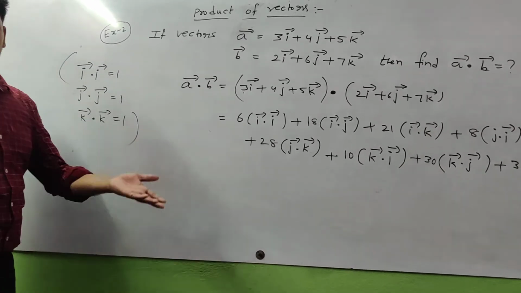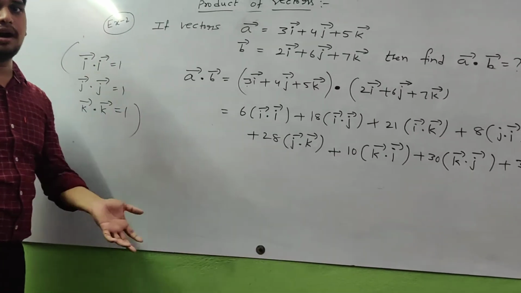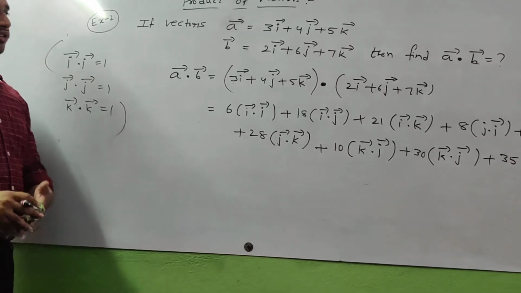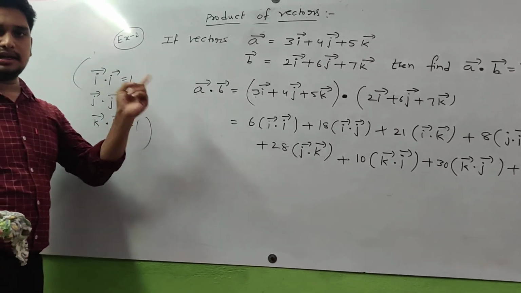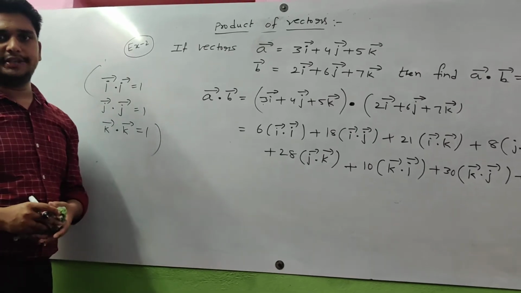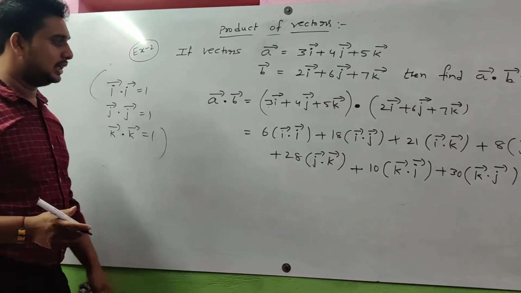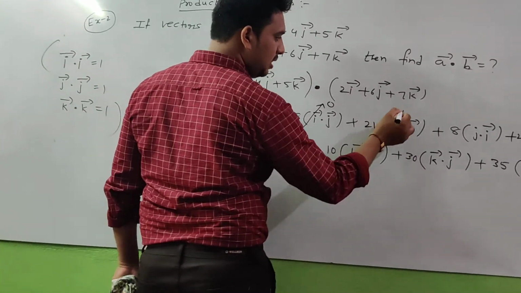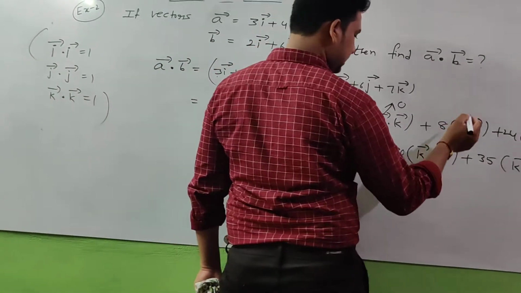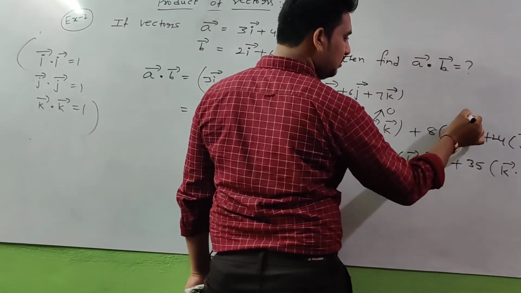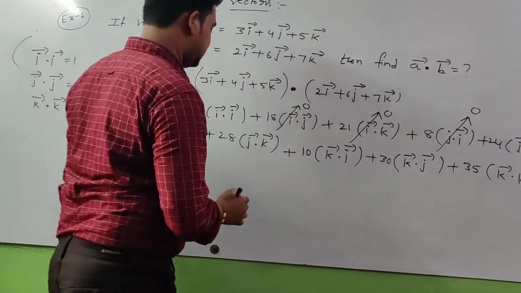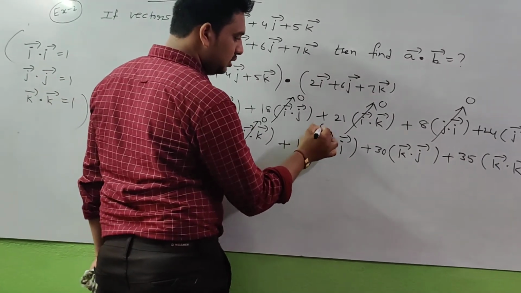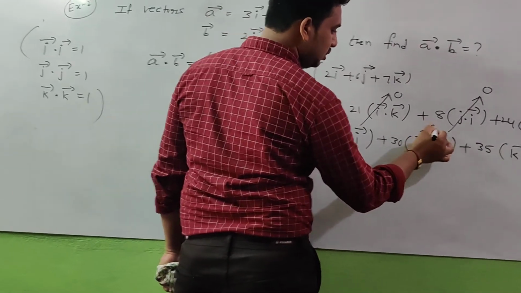I bar dot J bar, K bar dot I bar, whatever it may be. For two different vectors among I bar, J bar, K bar, any two we take, the dot product must be equal to 0. That means I bar dot J bar is 0, I bar dot K bar is 0, J bar dot I bar is 0, J bar dot K bar is 0, K bar dot I bar is 0, and K bar dot J bar is 0.